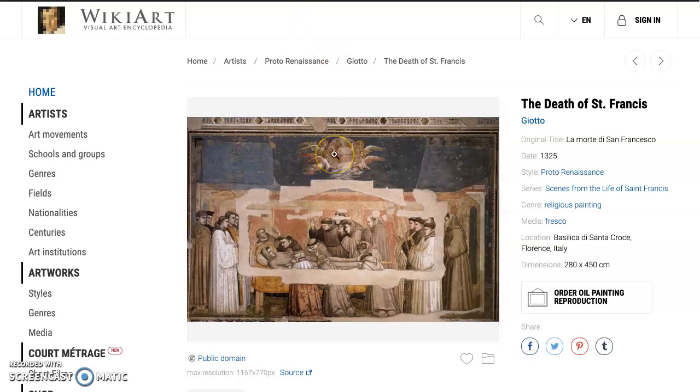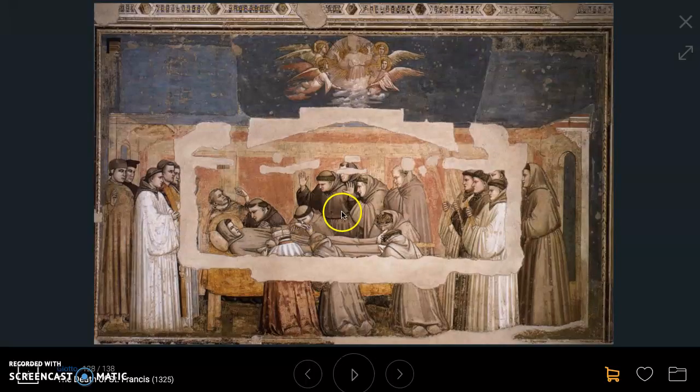So this is Death of Saint Francis by Giotto, 1325, and you can see this is what's called a radial plan. Okay, so you don't have lines radiating out from St. Francis here, but almost every character is looking at him.